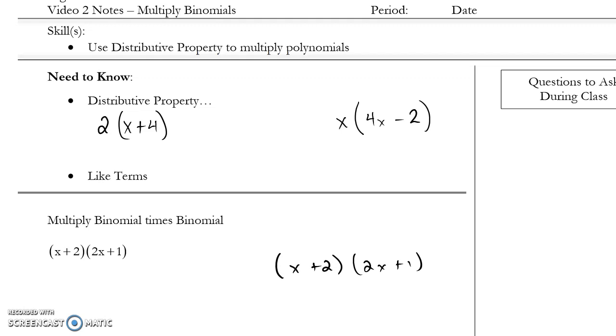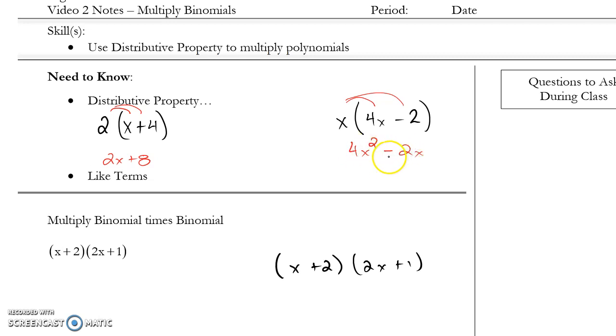The distributive property is when we multiplied what we learned already, a monomial, one term, times a binomial, two terms. And this is where it's all multiplication. 2 times x gives me 2x. Plus 2 times 4 gives me 8. There are no like terms, I can't combine anything. Also, we had this part where we had x times 4x to get 4x squared, because x times x is x squared. Subtraction, x times 2 is 2x.